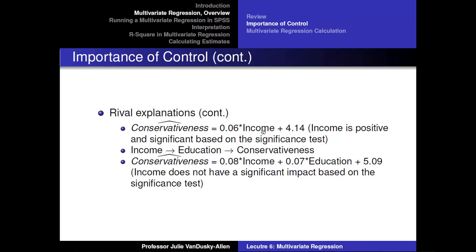It may look like people with higher incomes are more conservative, but that is only because people with higher incomes are also more educated, and more educated people are conservative. If this is the case, when we run a multivariate regression model, income may become insignificant and education significant, meaning that education influences conservativeness, not income.